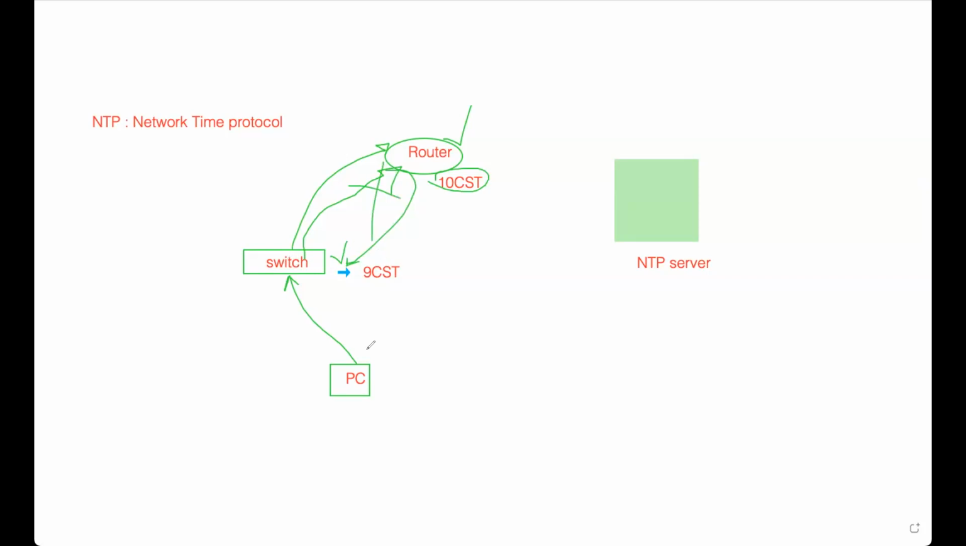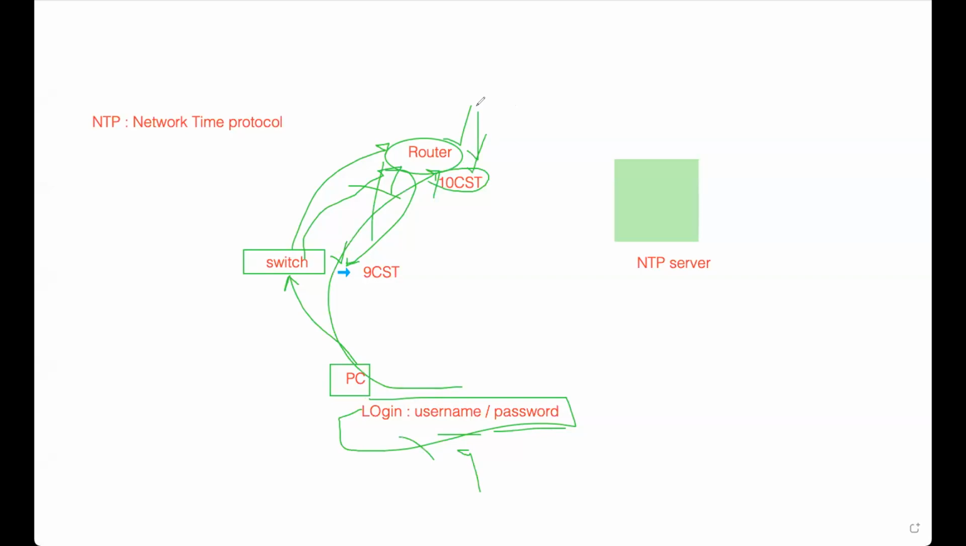For example, if I'm sending an authentication request, let's say I'm using my PC and I'm trying to log into my system. I enter my username and password. This password needs to be validated by maybe the router. On the router, it has to validate the username and password. If I enter my username and password at 9 o'clock, and the router shows 10 CST, there is a mismatch of times between the login attempt versus the login approval. So in those kinds of cases, there is an issue in the time synchronization.